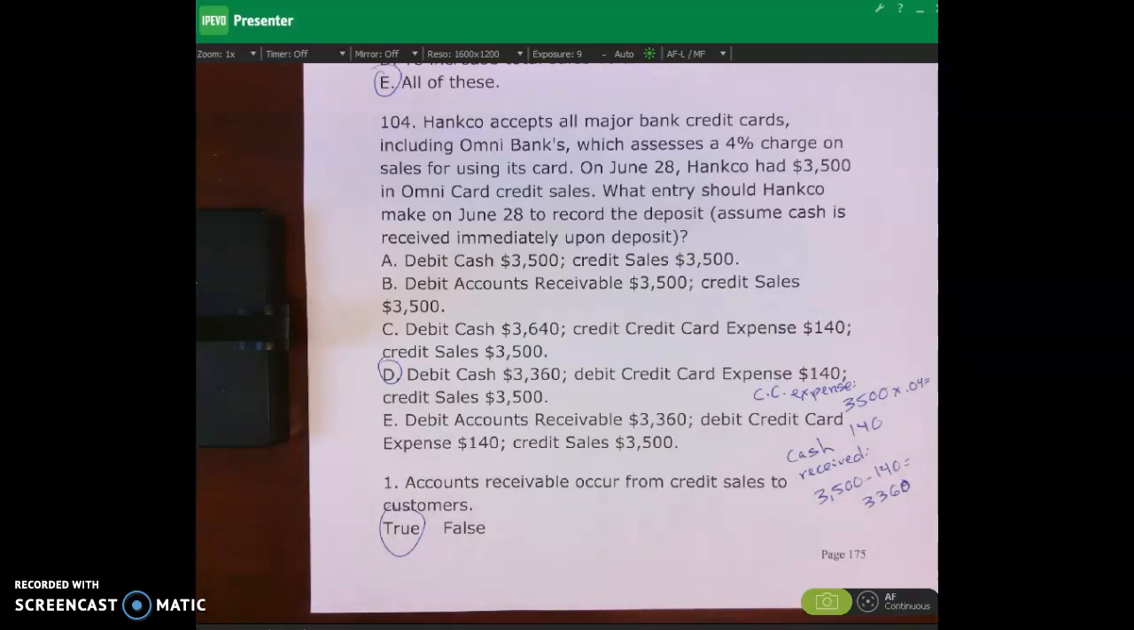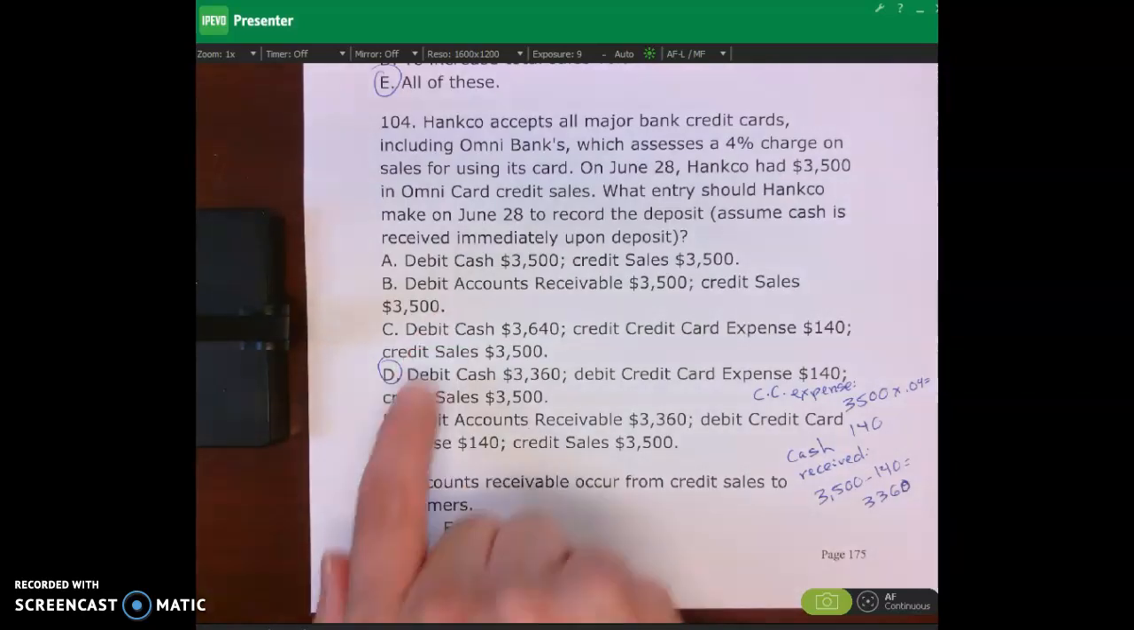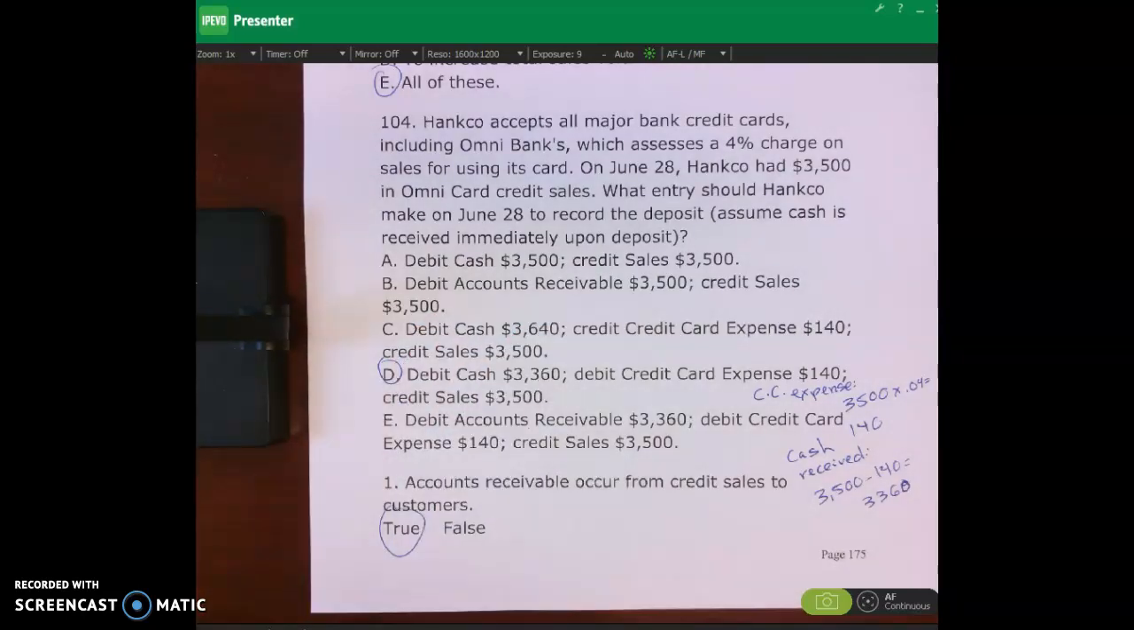Number 104, our company accepts all major credit cards, including Omnibanks, which assess a 4% charge on sales for using a credit card. June 28th, Hanco had $3,500 in Omni credit card sales. What entry should Hanco make on June 28th to record the deposit? And we are assuming that cash is received immediately. So that means anywhere where it says debit accounts receivable is wrong, because cash is received immediately. So it's debit cash for our 96% of the sales amount.